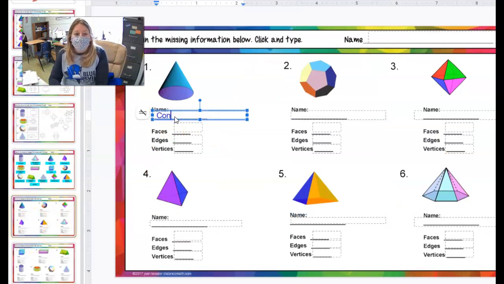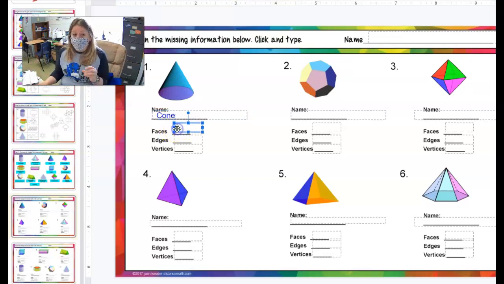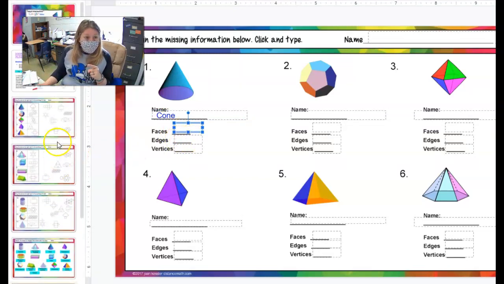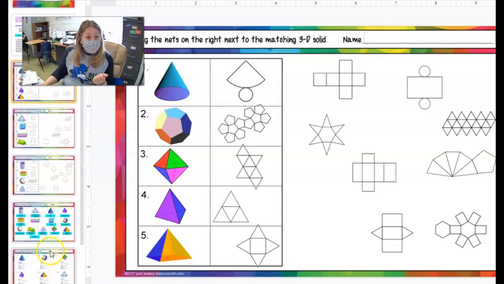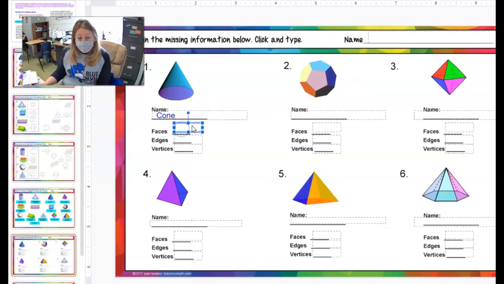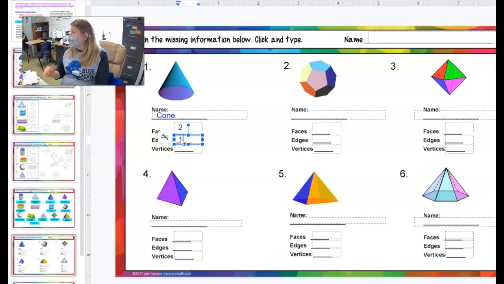Alright. They gave us a nice easy one to start with, a cone. Faces, edges, and vertices. Faces are easiest to think of when it's unfolded. How many surfaces are there on a cone when it's unfolded? Alyssa? It's 2. This is what the net looked like right here. It's only 2. Edges are where the 2 faces meet. There is only 1 edge on a cone.